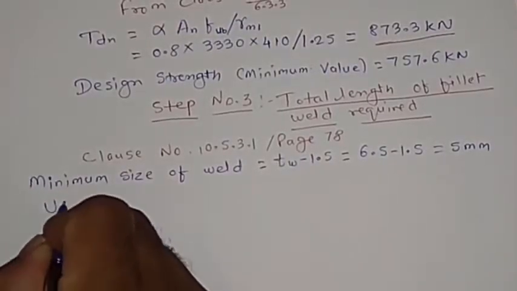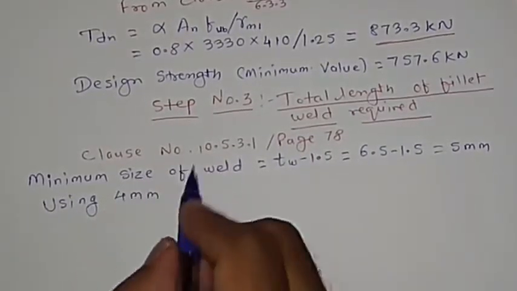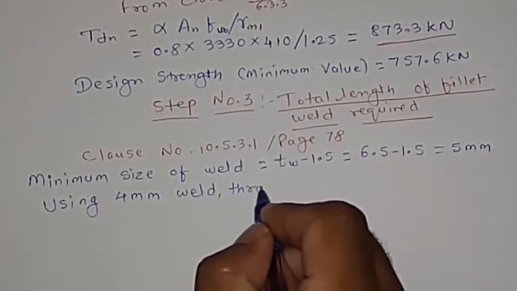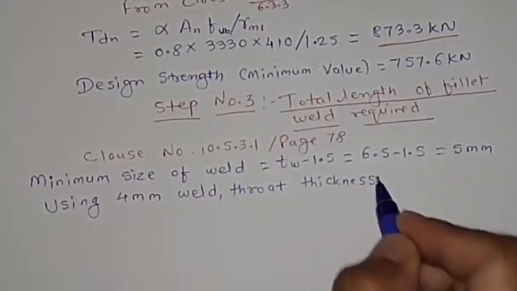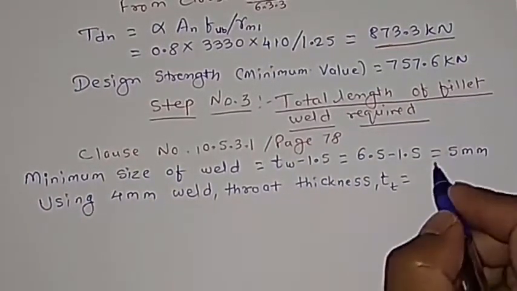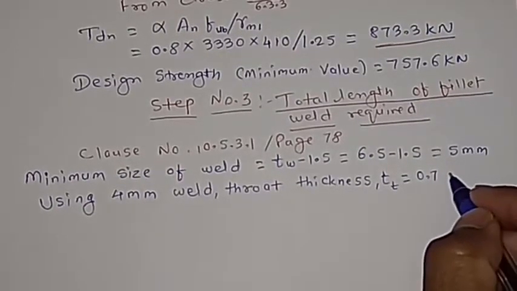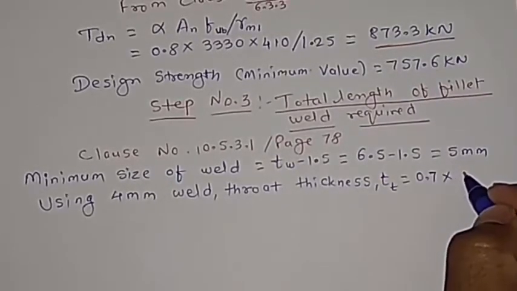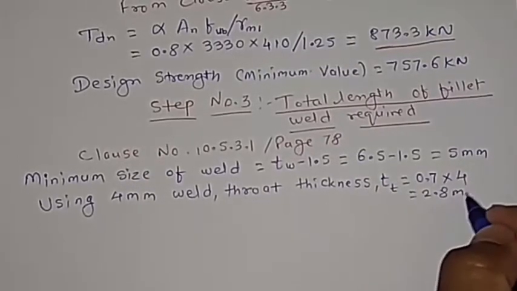And let us now consider using a 4 mm weld for the throat thickness calculation. So this throat thickness TT would be equal to 0.7 multiplied by 4. So this is going to be 2.8 mm.